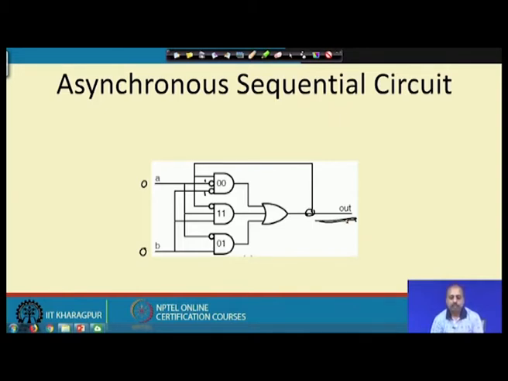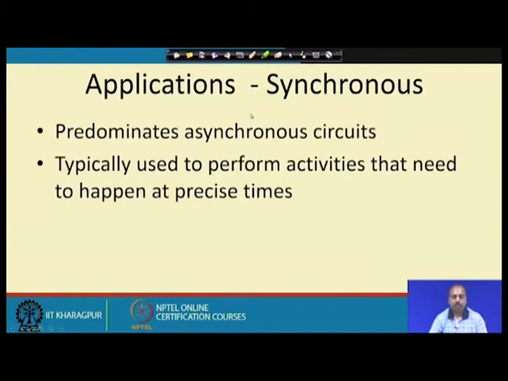However, there is no explicit clock signal in this system, so it is not a synchronous circuit. This is an asynchronous circuit. These asynchronous circuits are also used sometimes, and we will see the relative advantages and disadvantages of these two types of systems.